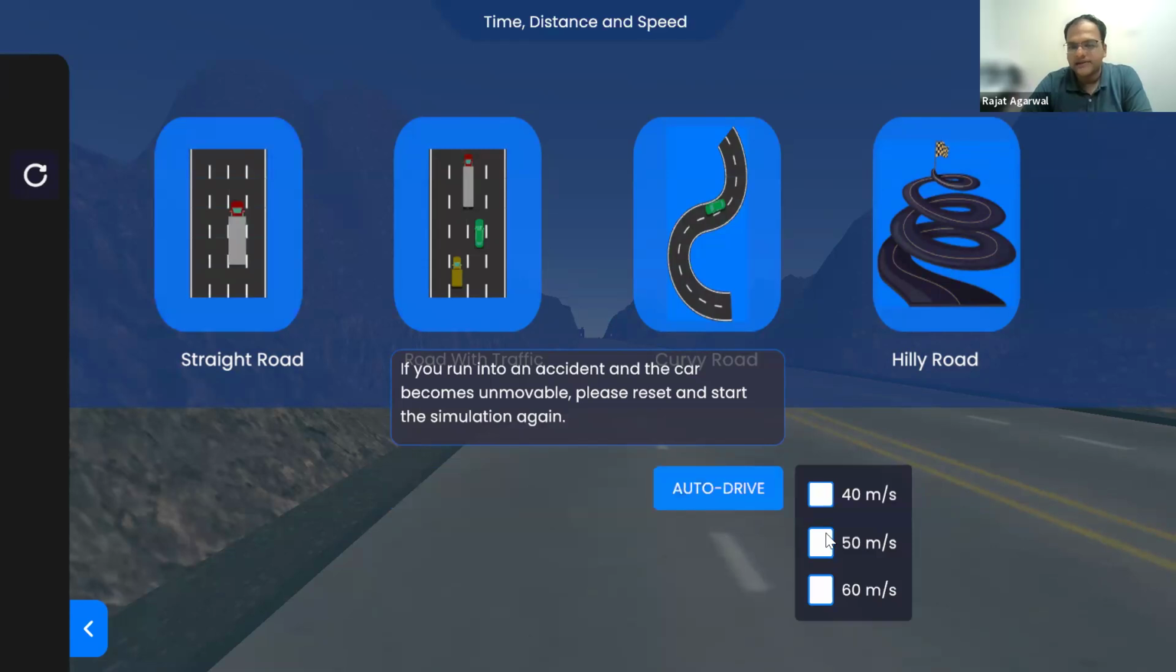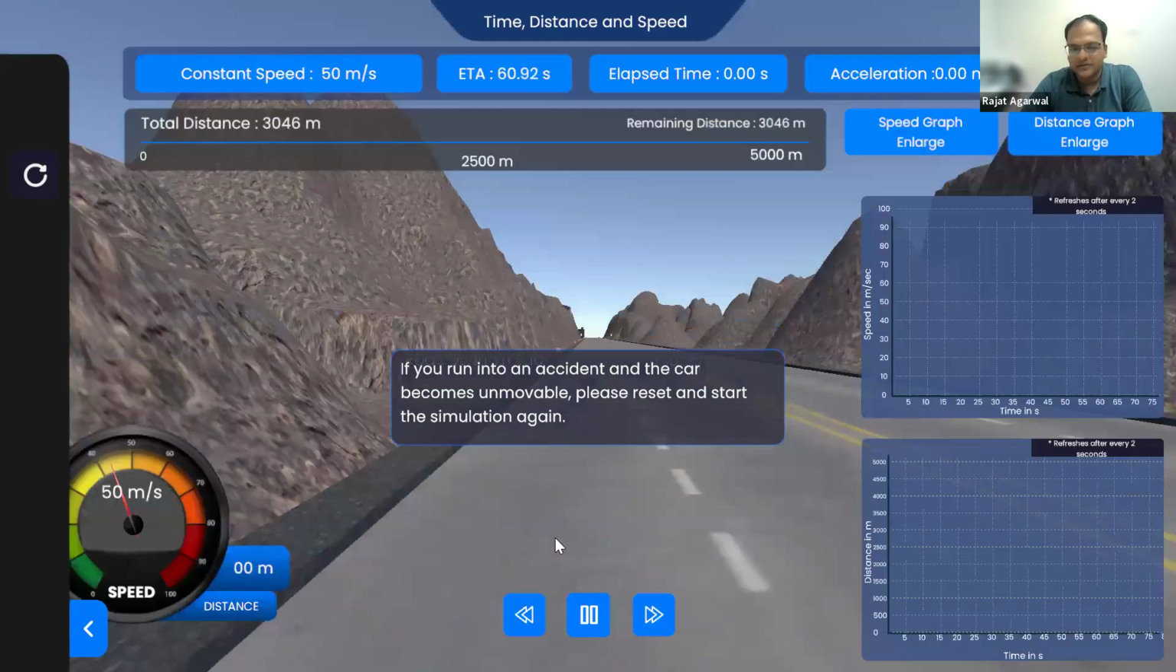Okay, and let's say we say auto drive, ये Tesla है हमारा, right? So auto drive for 50 meters per second. So that's the speed at which we have to drive. If you run into an accident and the road becomes unmovable, please reset and start the simulation again. All right, I think that sounds okay.